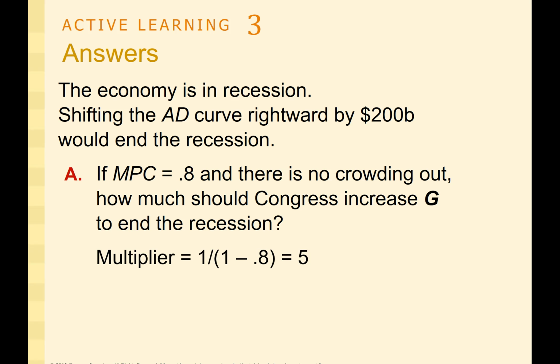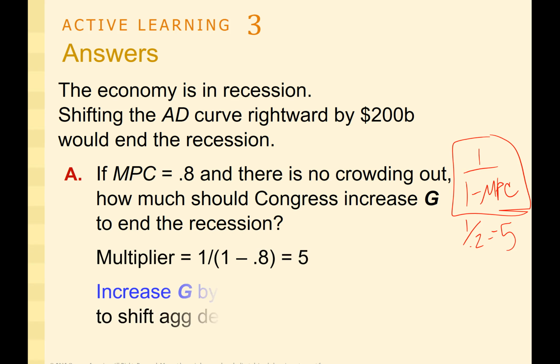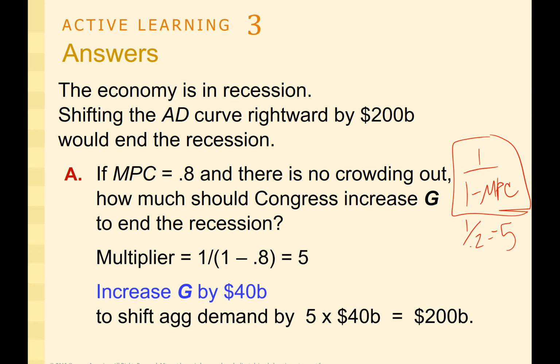So let's look at this. For A, we can figure out the multiplier pretty easily. If MPC is 0.8, 1 over 1 minus MPC is our multiplier. So we can say 1 over 0.2. So our multiplier is 5, right? So we know that for every dollar in government expenditures, $5 in aggregate demand will be created, right? Because there's no crowding out effect to minimize that. So we've got our multiplier, and they want to ultimately move that curve by $200 billion. So we can just do simple division here and say they should increase government spending by $40 billion.